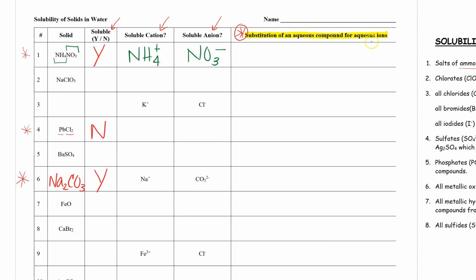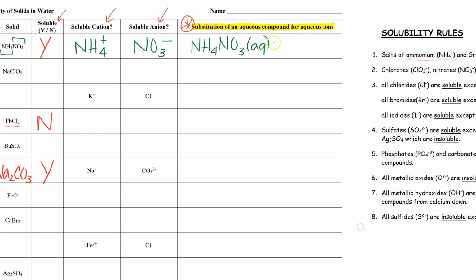Now, in this category, what we're going to do is write the compound with an aqueous behind it, like we would see in an equation. But we're also going to write what that could be equal to, not yields, just equal to, synonymous with, and it's NH4+ aqueous and NO3- aqueous. So if you come across something that says NH4NO3 aqueous, it's the same thing as saying NH4+ aqueous and NO3- aqueous.